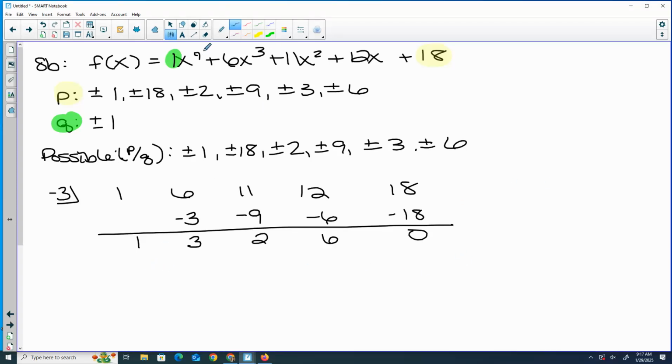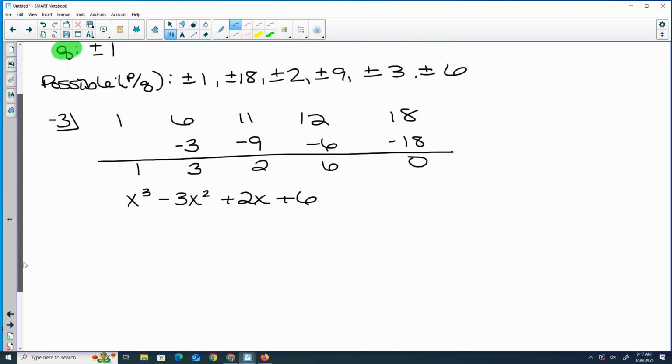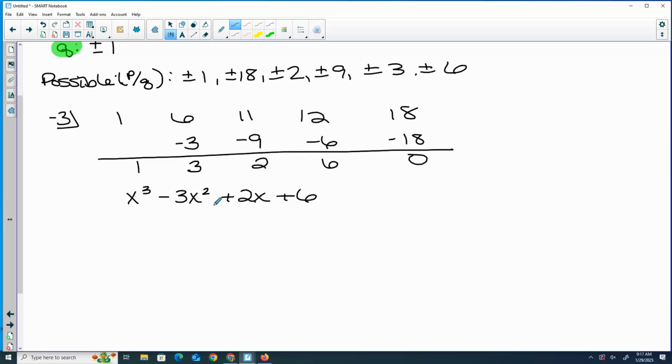When you divide, your power always goes down by 1. This is my x to the 4th. So now I have x cubed minus 3x squared plus 2x plus 6. Where are you going to go from here? Grouping. You have 2 options. If you catch it, grouping works here. If you don't, what do you have to do? Yep, find another 0 that works and do it again.